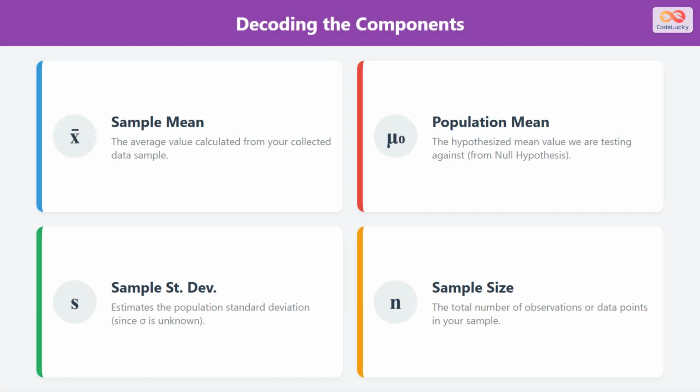Let's break down those variables. X bar is your sample mean, the average of your data. Mu naught is the population mean from your null hypothesis. S is the standard deviation of your sample, which is our best guess for the population's sigma. And n is simply the number of items in your sample.